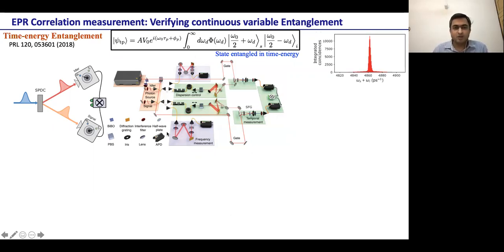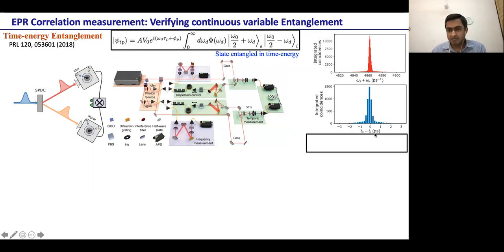When you do measurements in time and energy basis, frequency basis, it's quite difficult, and that's why you see this to be a very complicated experiment. But at the end of the day, they do this energy measurement, conditional energy measurement, and then conditional time measurement, and then they show that the product of these two conditional uncertainties is 0.29 H bar, which is again less than H bar by two. So this was the first convincing demonstration of time energy entanglement as of 2018.